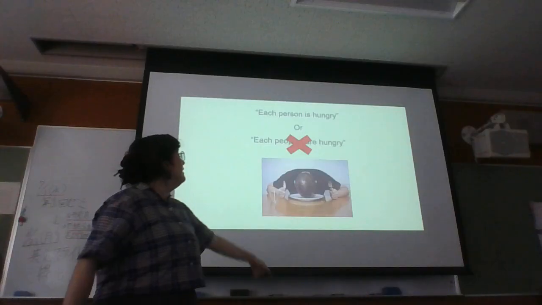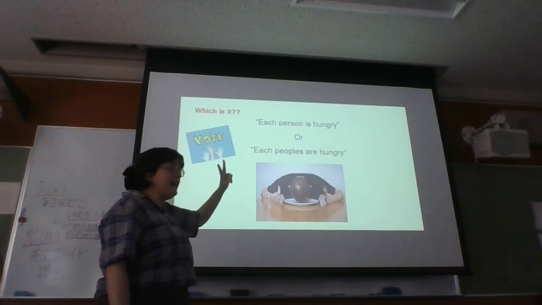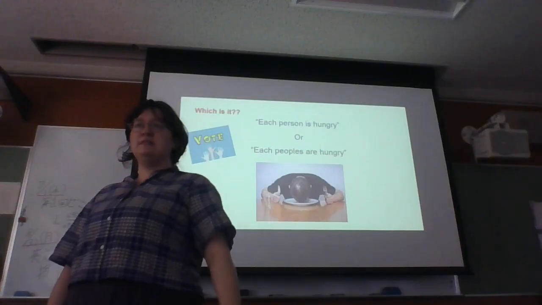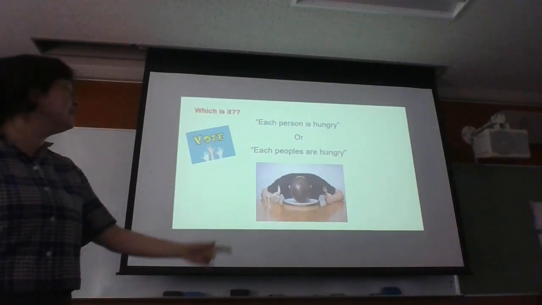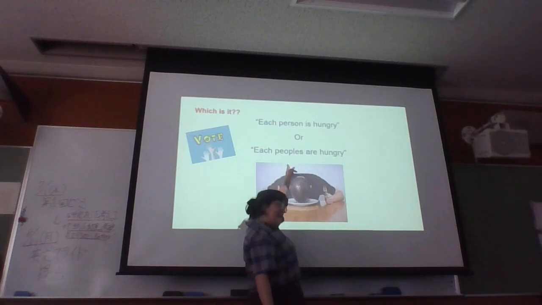Alrighty. Number 1 is correct. Can we think about why number 2 is incorrect? Let's talk to our partners. Why do we think this is incorrect? It's countable. We can count people.